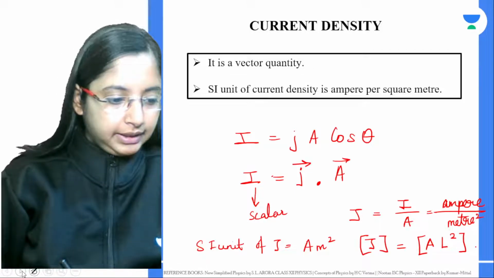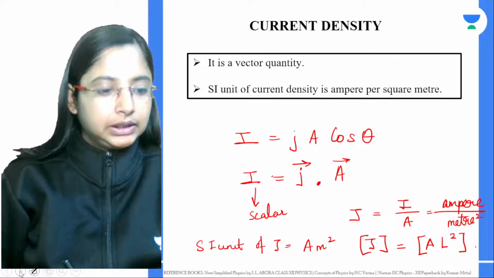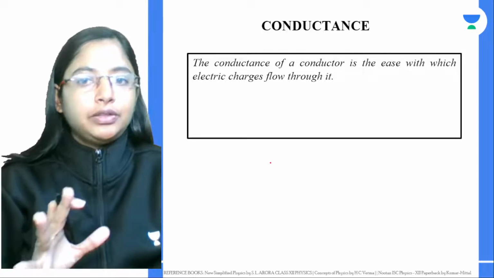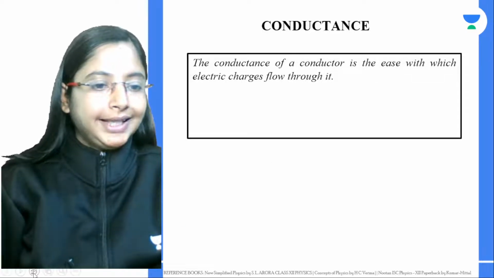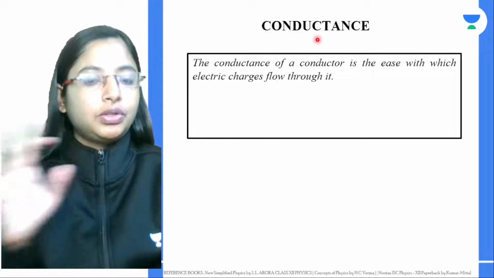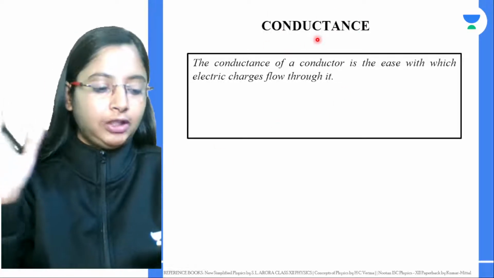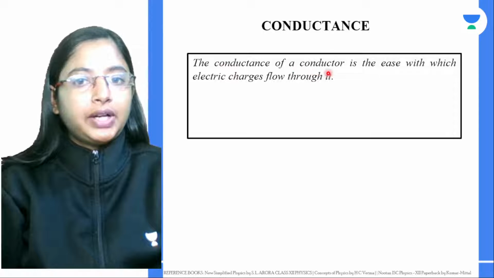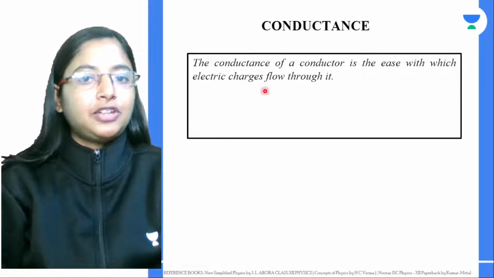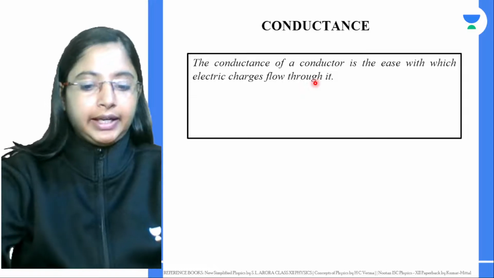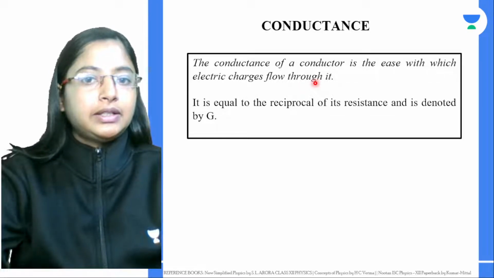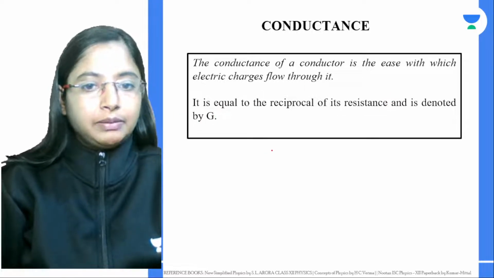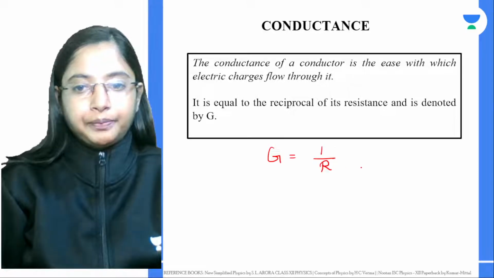Right, so let's learn about a few more quantities. What is conductance? The conductance of a conductor is very simple. It is basically the opposite of resistance. Resistance opposes the flow of current, while conductance is nothing but the ease with which electric charges flow through a conductor. Conductance is the reciprocal of resistance, and we usually denote it by the symbol G, which is equal to 1 by R.